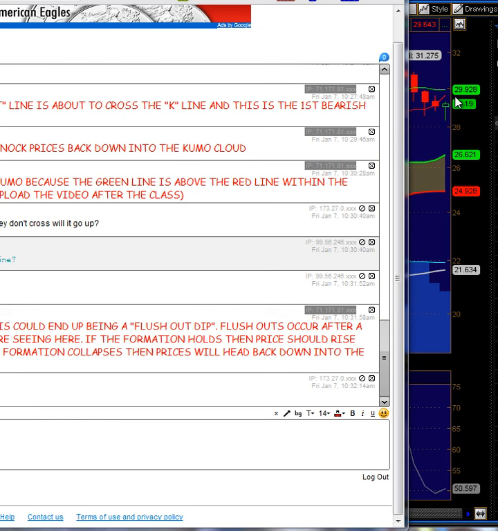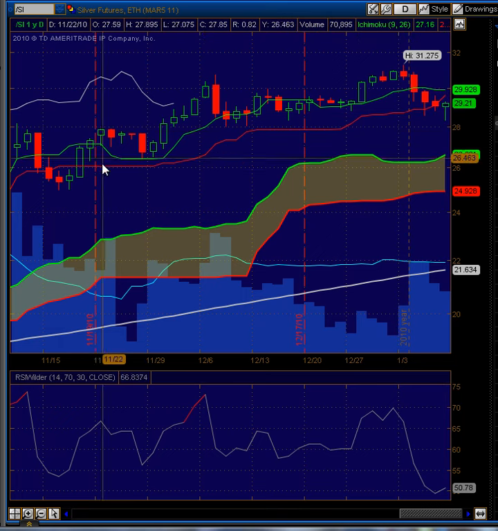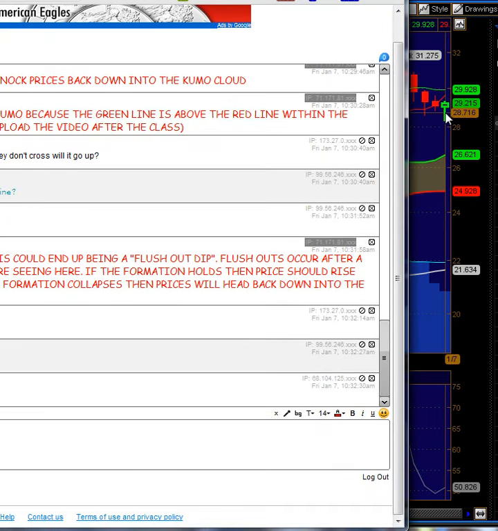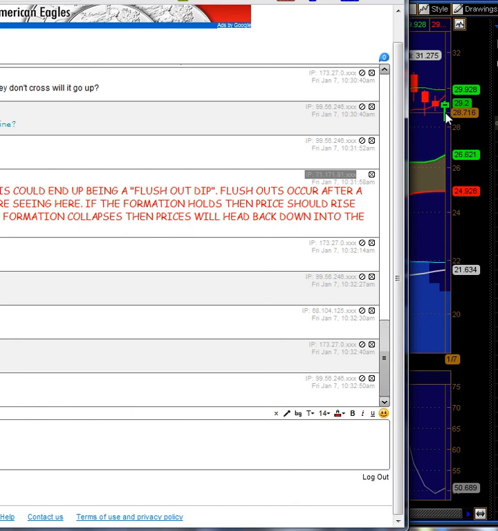Like I just stated, the danger that you have here is this. There's a chance that this could end up being a sort of flush out dip, and these flush outs occur after a bear trap formation like the one we're seeing here. And if the formation holds, then prices should rise within the next 3 to 5 days after the corrective phase and the base is put in. If not, and the formation itself collapses, then prices will head back down into the consolidation cloud.